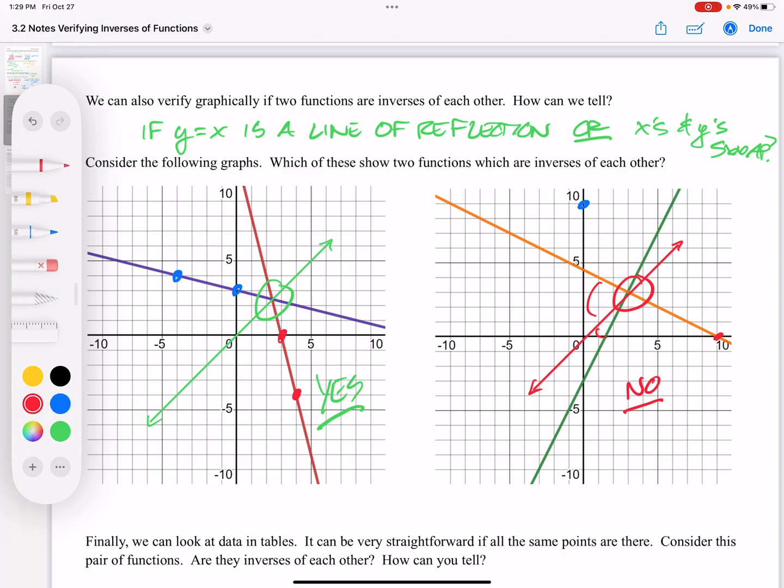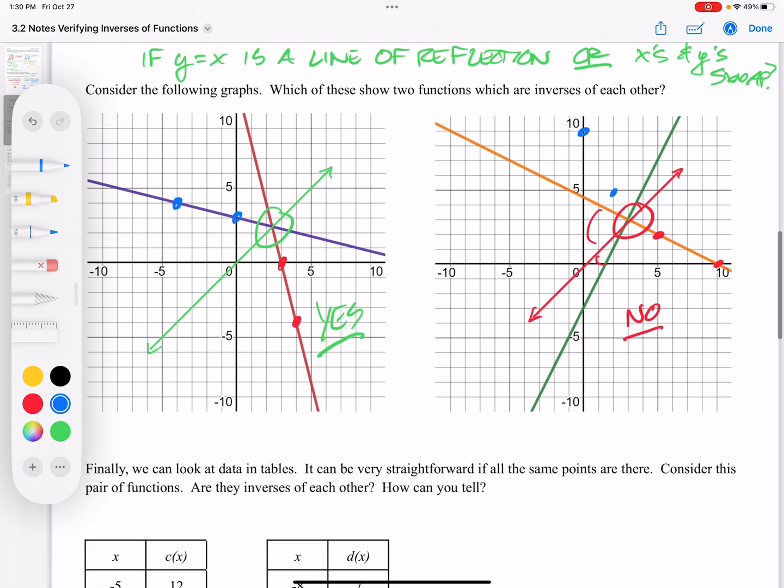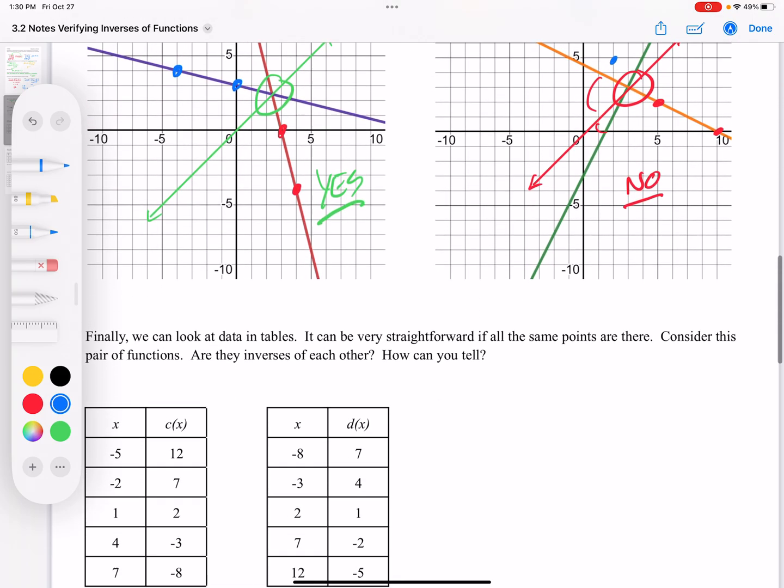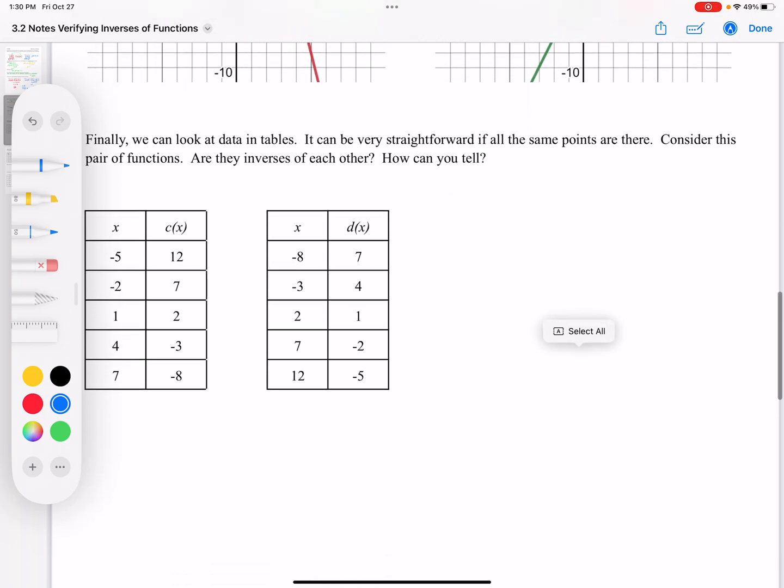I've got (5, 2), but (2, 5) is not there. So this one's definitely not reflected. All right, moving on. We can look at the data in tables. How can we tell? If the domain of one becomes the range of the other.